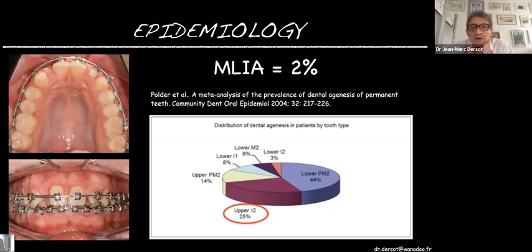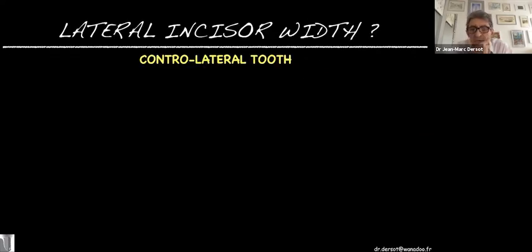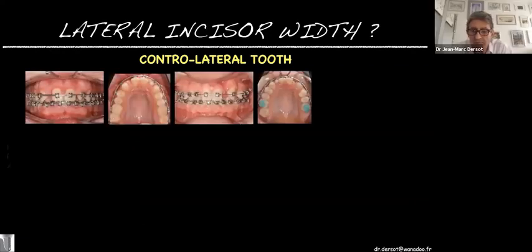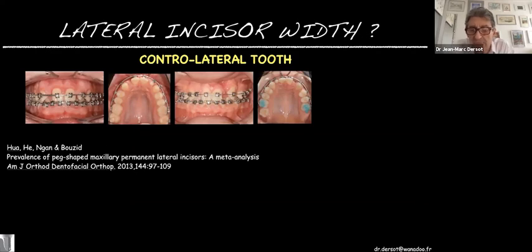When we are confronted with a lateral agenesis, we always think about which kind of prosthetic procedure I will use to replace the tooth if we decide to open the space. So let's think about opening the space and which kind of prosthetic procedure we can use. To determine the width of the lateral incisor, usually we think about measuring the contralateral tooth. But concerning peg-shaped maxillary permanent lateral incisors, in the general population, it is about 1.8%.